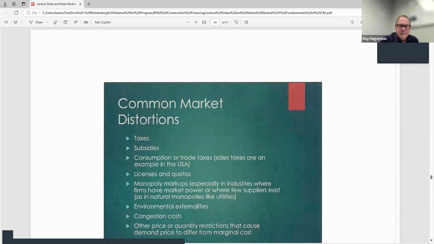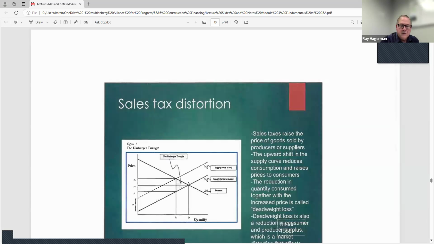Environmental externalities, carbon taxes: we can look at the market getting distorted just by people that do, in fact, create pollution. And how do we account for that? Because we have to spend money to control it, for example. Congestion costs. I can't think of an example except that maybe even traffic congestion could be considered a market distortion in some ways. Any kind of price or quantity restrictions that cause demand price to differ from the marginal cost are always going to distort those markets.